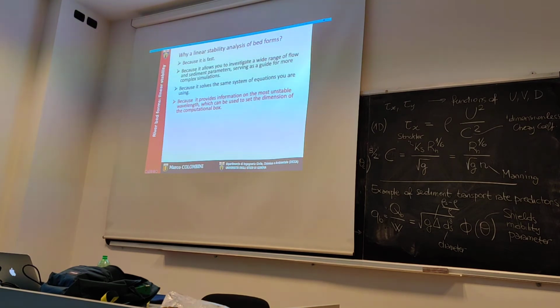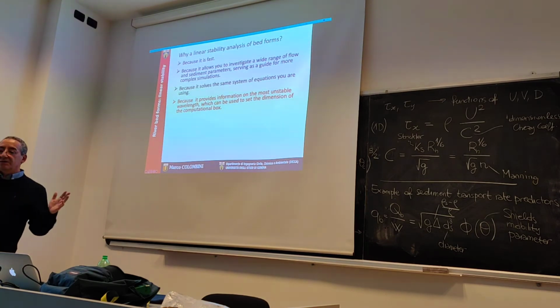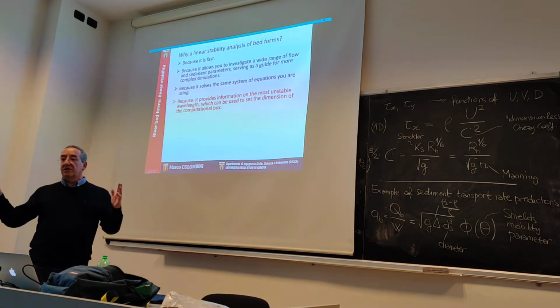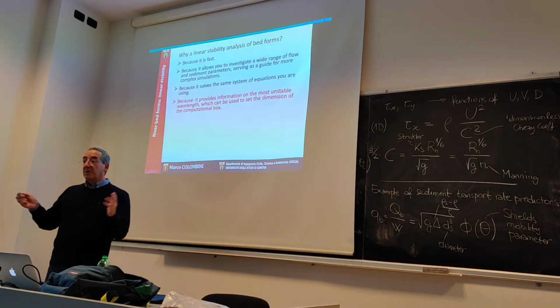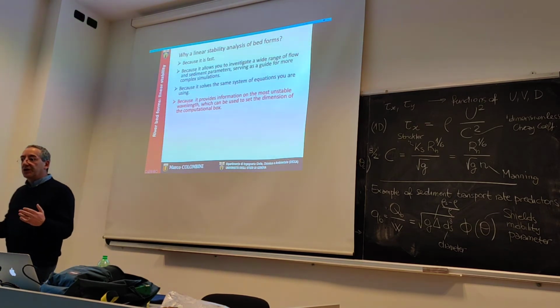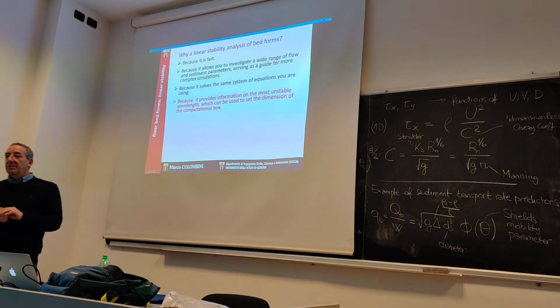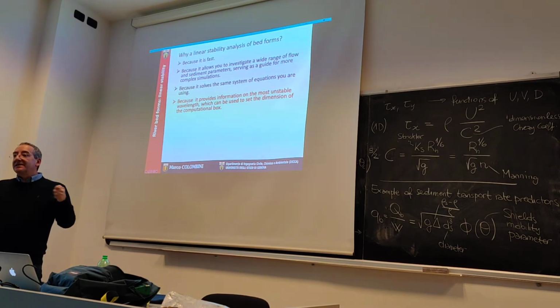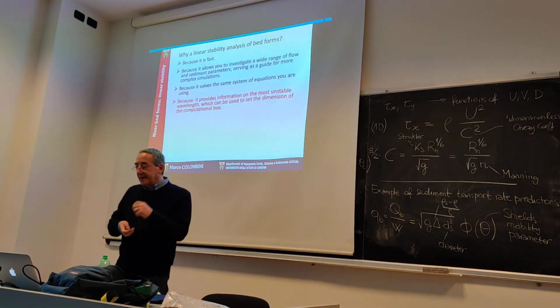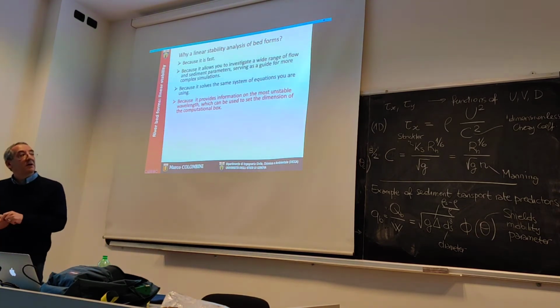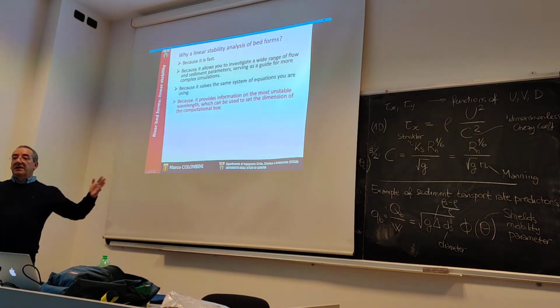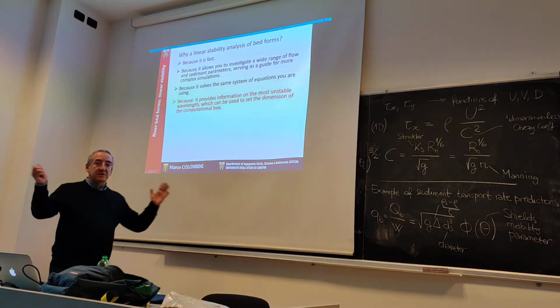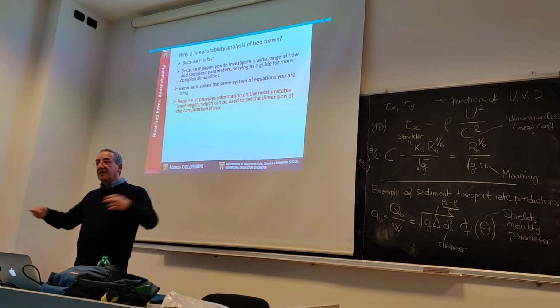When you know the one which will be selected, then you have information on, for example, how big a computational box for doing a numerical solution should be. Because one of the problems of numerical solution is that you start from some base state as here, then you give perturbation and you see how they evolve. But until the end, you don't know how long are the disturbances that amplify or decay in time, and so you don't know how big the computational box should be in the direction of the particles.